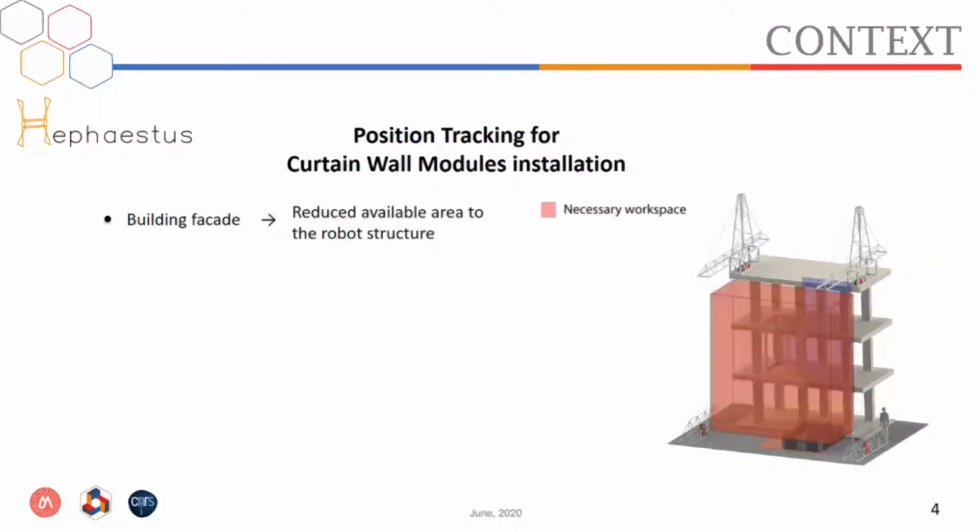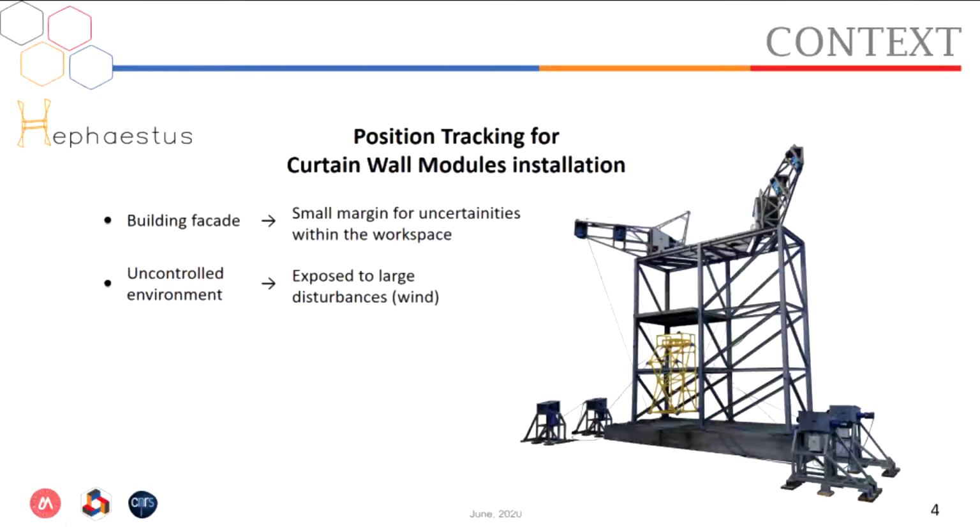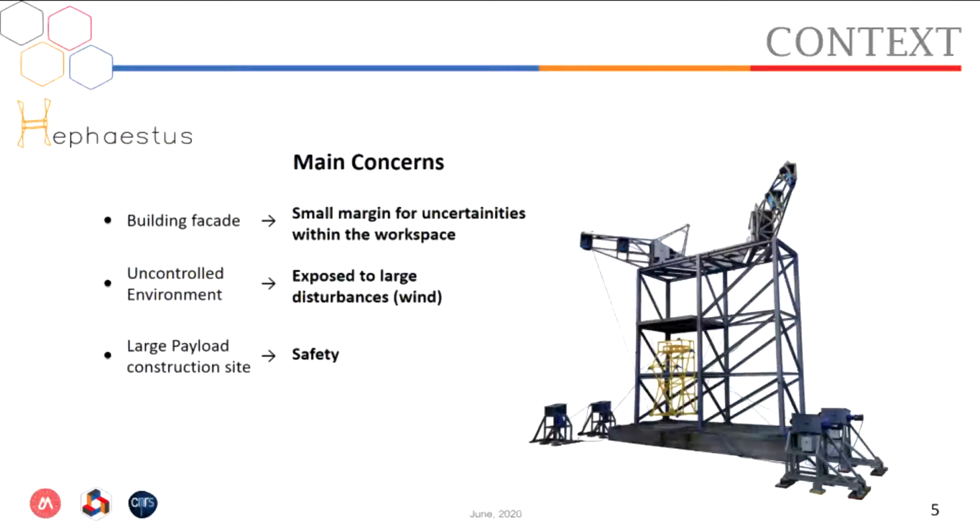As an illustration, considering that this red volume is the necessary workspace and that this other green volume is the workspace obtained in the design, we can see that the margin within the workspace devoted to uncertainties is rather small. Moreover, the robot should be installed in an uncontrolled environment, a construction site. Therefore, it may be exposed to large disturbances such as the wind. Similarly, safety receives special attention since we have a large payload, much more than 1 ton, handled in a construction site. In summary, these are some of our main concerns.